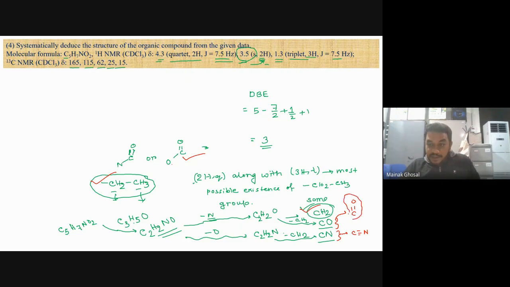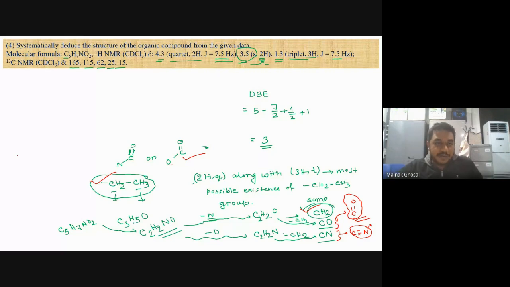And if CO is present, along with this C double bond O, I will get another CO which will be around 190 or so. But if CN is present, I will get another carbon 13 peak which will be nearly 110 to 120 in this range. So if CO is present, you will get another peak at 190 to 200 in the range. But if CN is present, you will see another peak at 100 to 120.